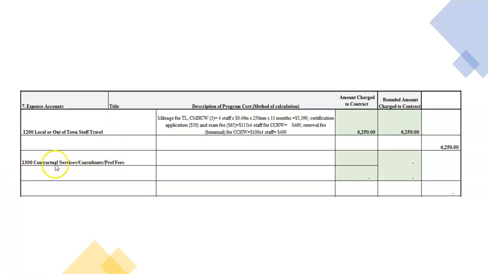Expense line 1300 is for contractual services, consultants, or professional fees. For each contractual staff or consultant or contracted service, be sure to list the position title, the name if known, the services to be provided, the rates of pay, work products, and method of payment. In this sample budget that we're reviewing, we only have mileage. We do not have any contractual services. So you'll only utilize the expense lines that are applicable to your program.